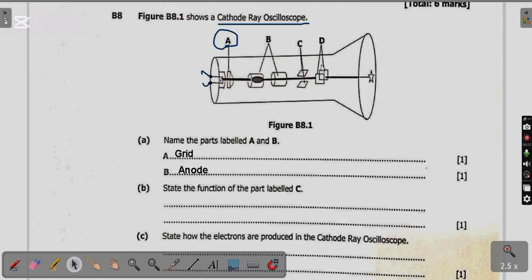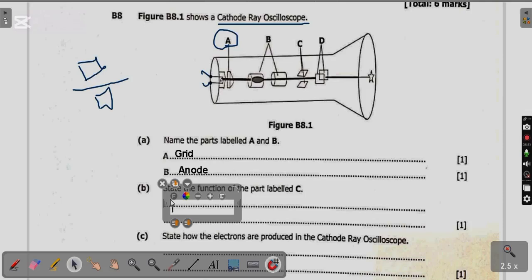State the function of the part labeled C. So you have plates here, these plates and these other plates here. You have plates that are like this, and like this, allowing the beam to pass like this. So they control deflection in the vertical axis. The ones that control deflection in the vertical axis are known as the Y plates. So these are the Y plates.